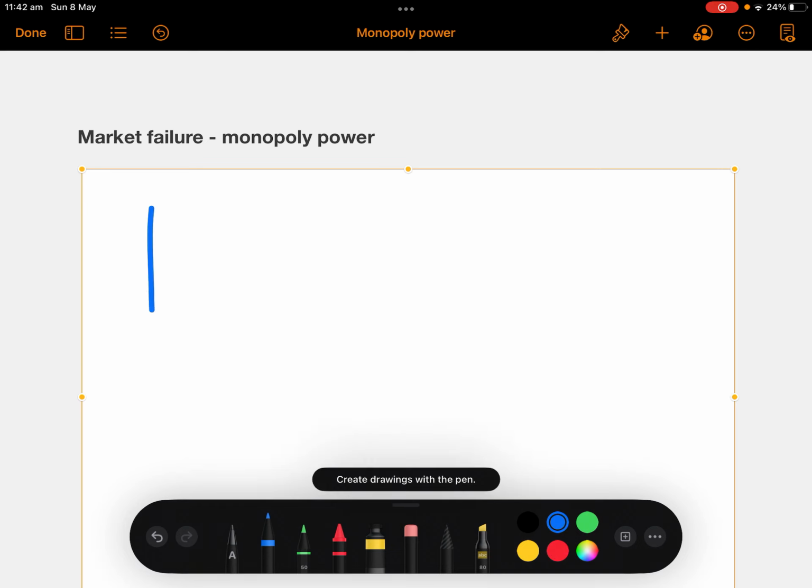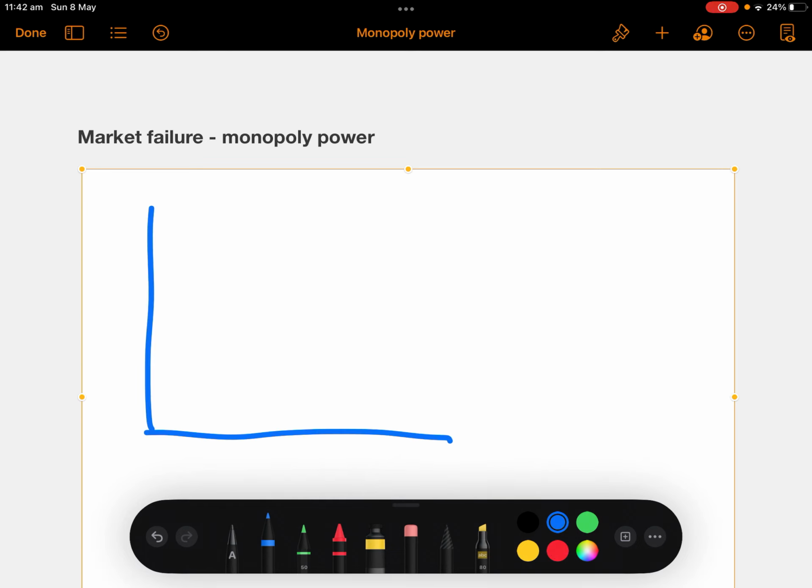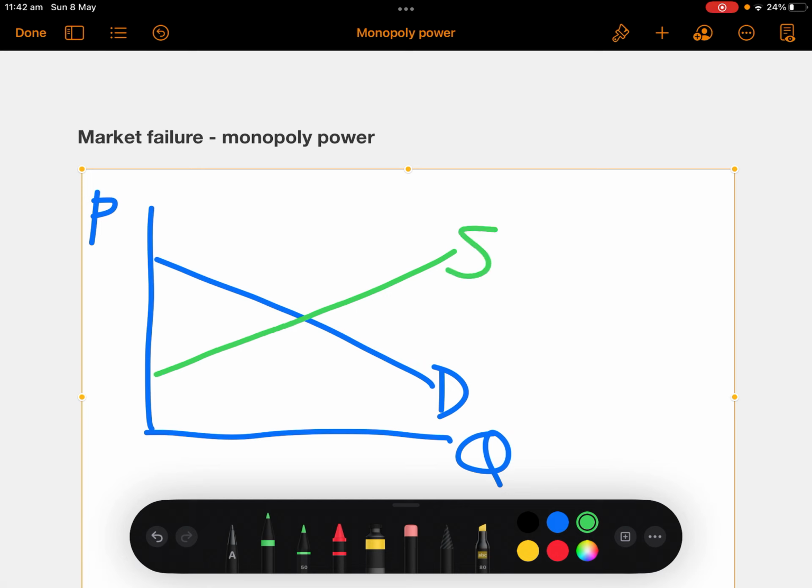Okay, let's start off by just drawing our market. So we've got price, we've got quantity, and we've got an equilibrium. So we just draw a demand. And why don't we change the color for supply? Supply. So this is a monopoly market we're working towards, but we're starting off with equilibrium, which, as we know, we just work out from the intersection of the demand and supply curve. So that's PE, and this is QE.